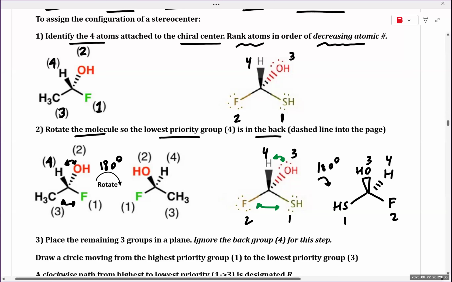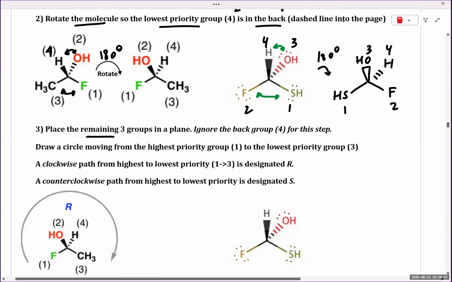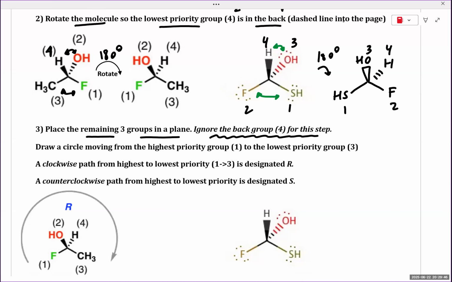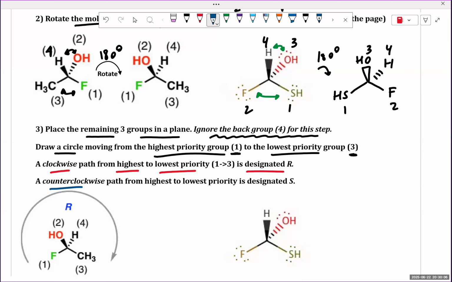Now that you have the lowest priority group in the back, you're going to place the 3 remaining groups in a plane. Ignore the back group, the lowest priority group, for this step. You're going to draw a circle moving from the highest priority group, number 1, to the lowest priority group, number 3. A clockwise path from highest to lowest priority is designated R. A counterclockwise path from highest to lowest priority is designated S.